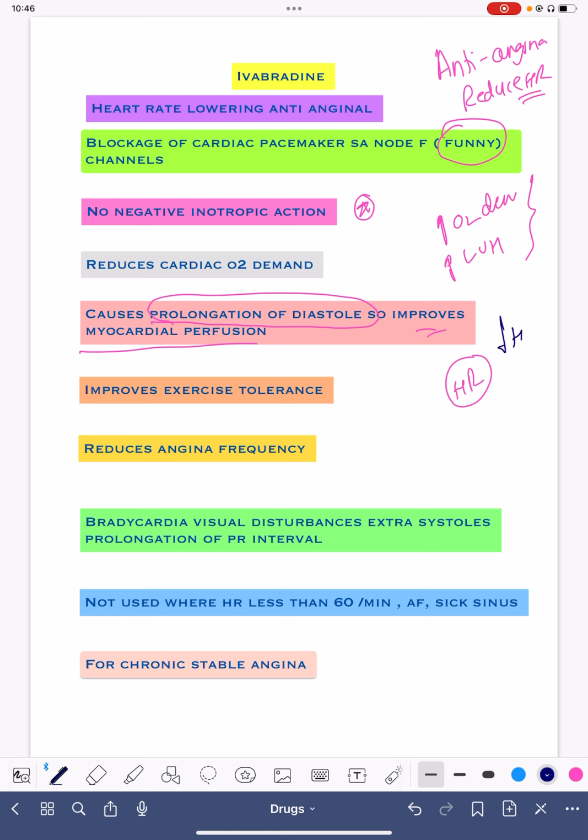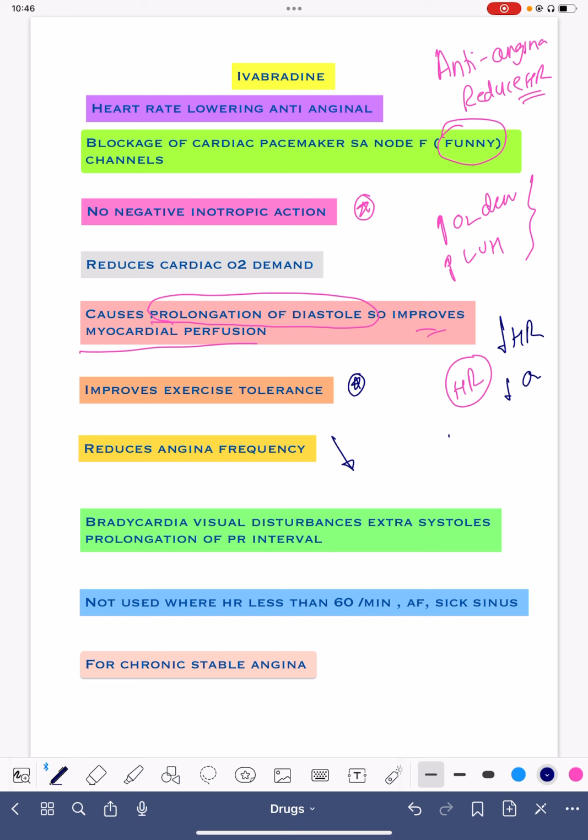So reduction in the heart rate is there, reduction in cardiac oxygen demand is there, there is improvement in diastole, and there is improvement in muscle perfusion of the left ventricle, so it automatically reduces the chest pain. So it very commonly improves the exercise tolerance because there is better diastole, and it reduces the angina frequency, so there is reduction in the chest pain frequency.